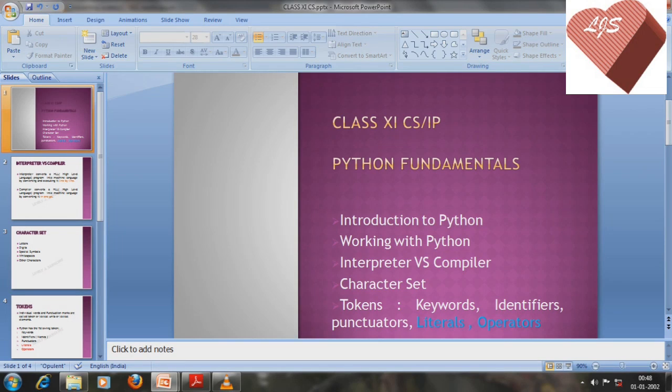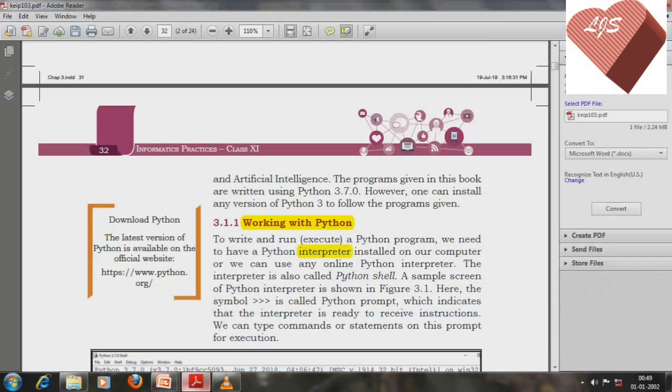Python is an easy to learn and powerful object-oriented programming language. In this video, we shall see about Python and how it works, and then the difference between interpreter and compiler, and the fundamentals of Python such as character sets and tokens. For tokens, we will be discussing only about keywords, identifiers, and punctuators. Literals and operators will be discussed in the next videos. So now let us have a look at each one of these fundamentals of Python.